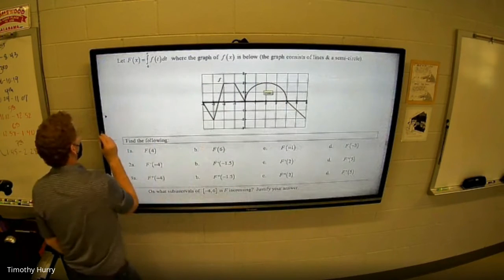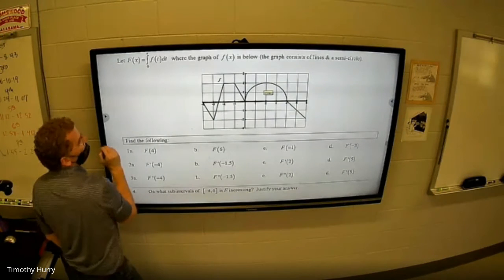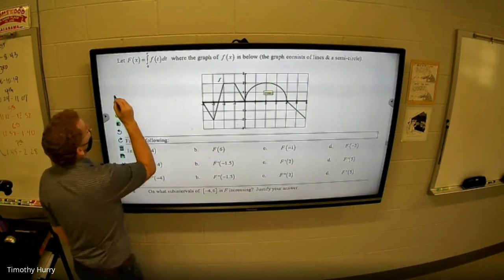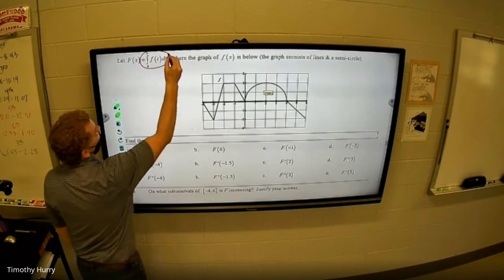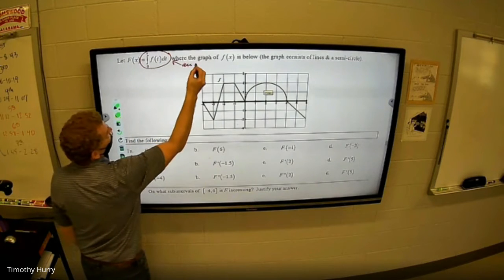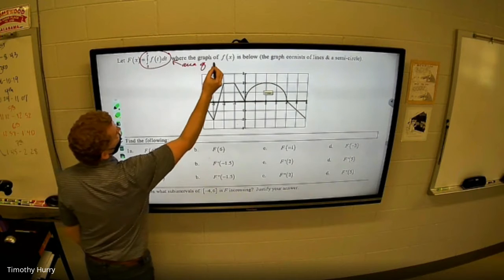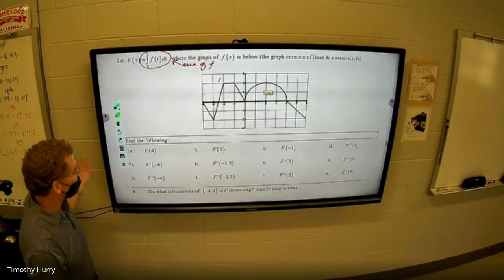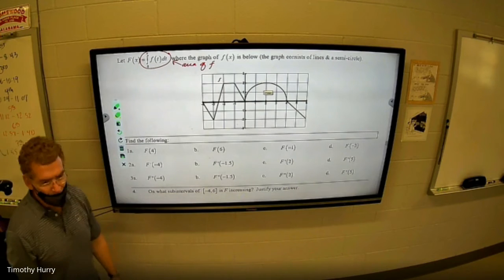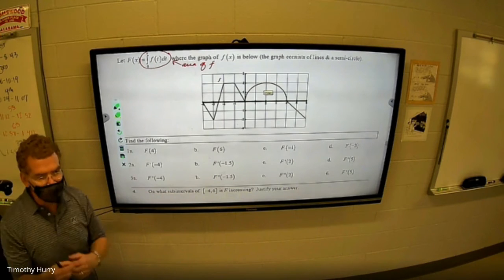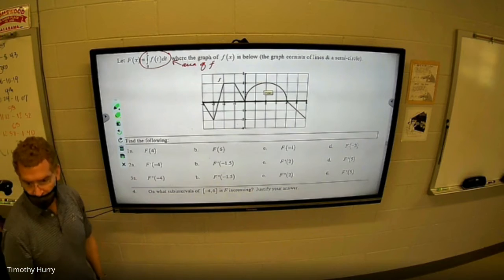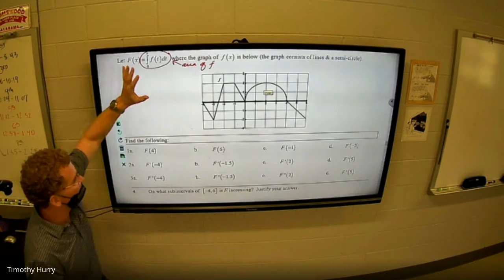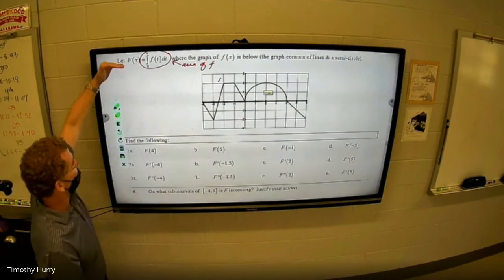Area of what? Area of little f. So right here, to find big F, that right there means area of little f. So right here in the first line, 1A, 1B, 1C, and 1D, all of those are asking for big F values. And big F values are areas of little f from 0 to whatever.